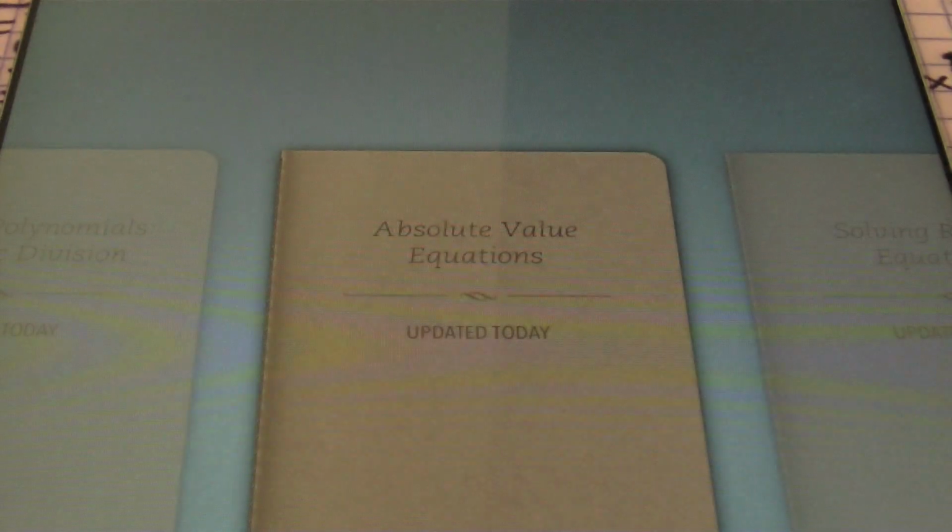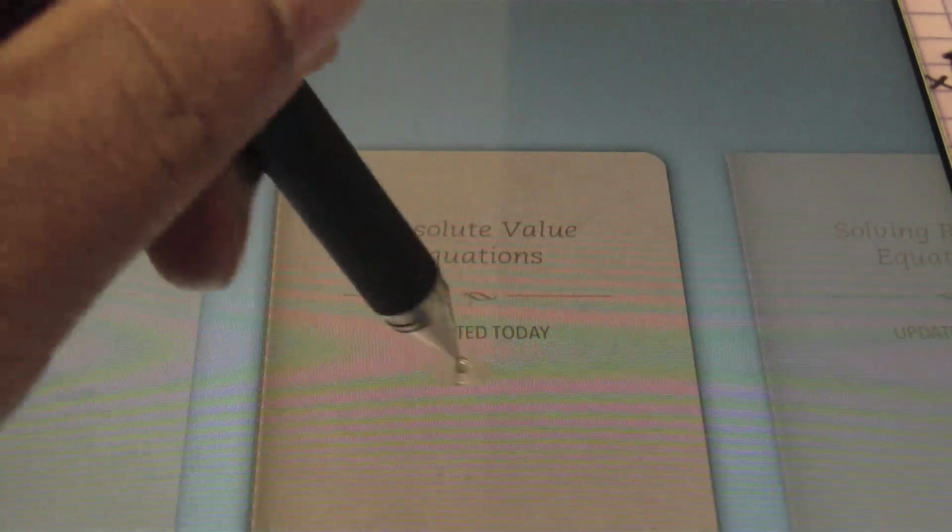Ladies and gentlemen, this is Mr. Witt with Fort Bend Tutoring, and today's tutorial is going to be about absolute value equations.